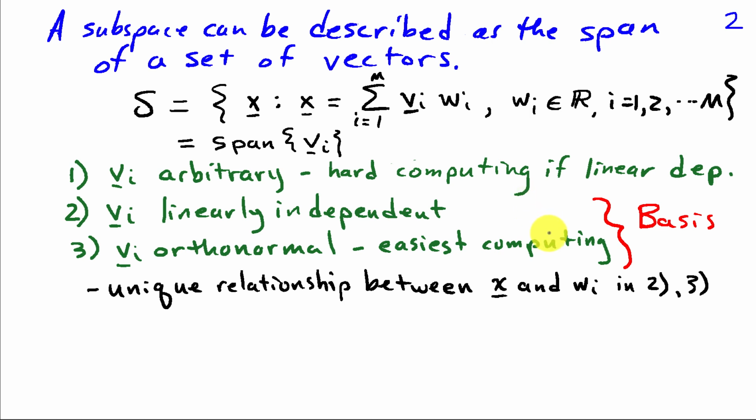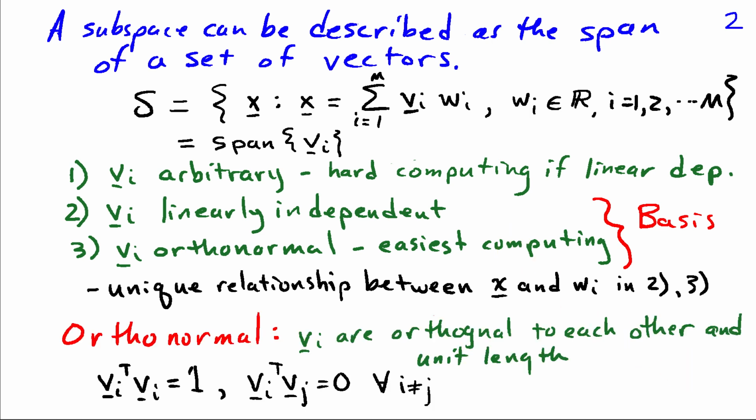Now, in the second and third case, where we have a set of linearly independent vectors, we call these v sub i's that describe this subspace a basis for the subspace. There's a unique relationship between a vector in the subspace and these coefficients, the w's, that express that vector as a function of the v sub i's, or the bases. And the relationship is always unique for these second and third cases when we have linearly independent vectors.